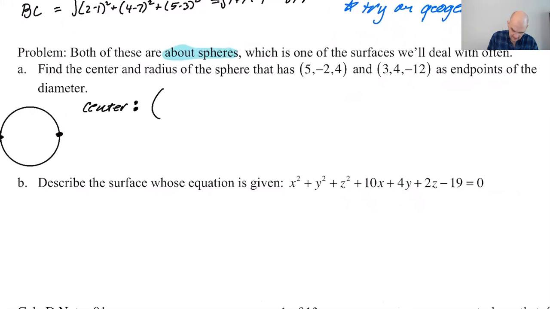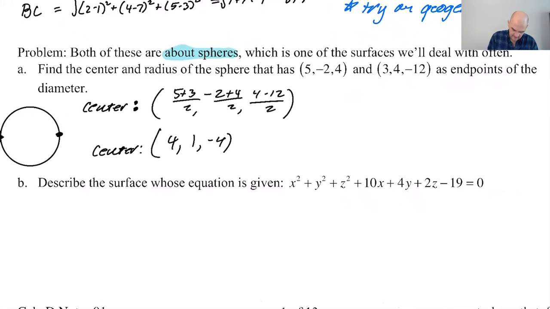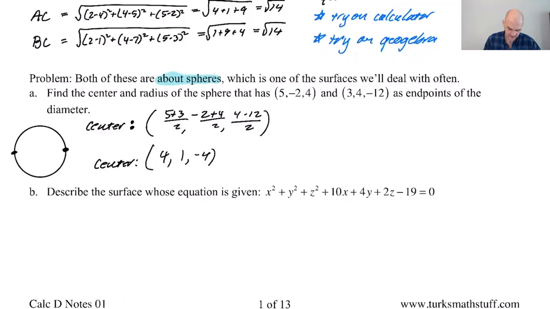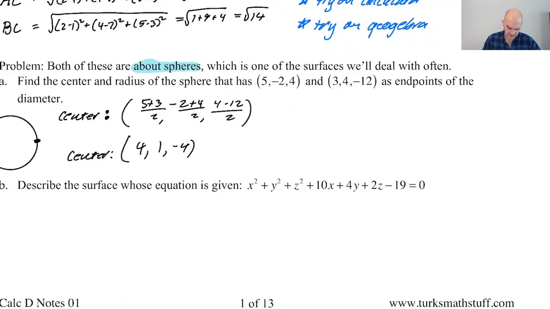So that's going to be 5 plus 3 divided by 2, negative 2 plus 4 divided by 2, and 4 minus 12 divided by 2. It's 4 plus negative 12, but whatever. 4, 1, and negative 4. So I believe that's our center. I think the center of a sphere is usually just given as x0, y0, z0. It's h, k in 2 dimensions for a circle, but here x0, y0, z0 I think makes the most sense.